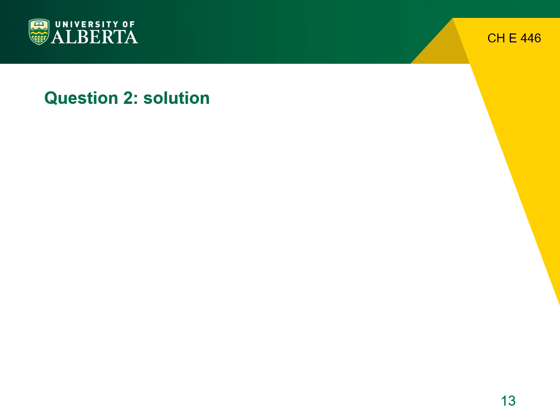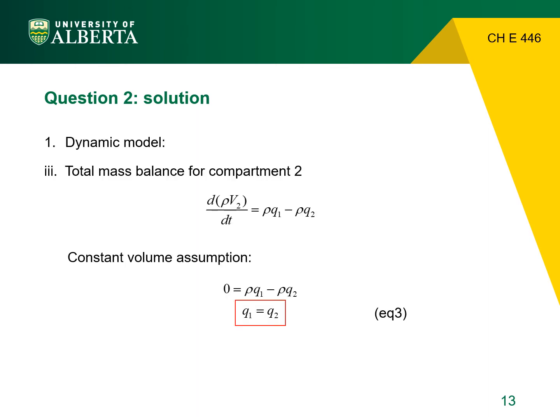Similarly, let us conduct the total mass balance for compartment 2. Using the law of conservation of mass with the constant volume assumption, we have the volumetric flow rate into compartment 2 equal to the flow rate out of the compartment. This is equation 3 of the dynamic model.